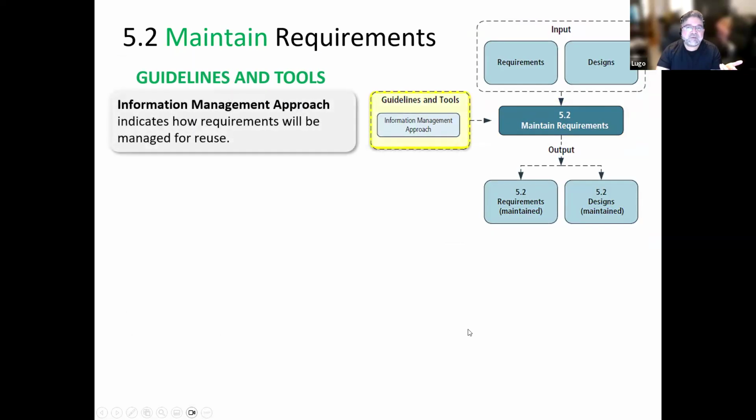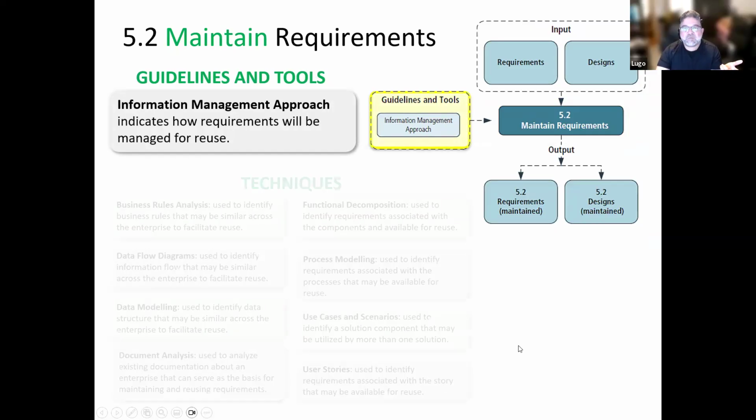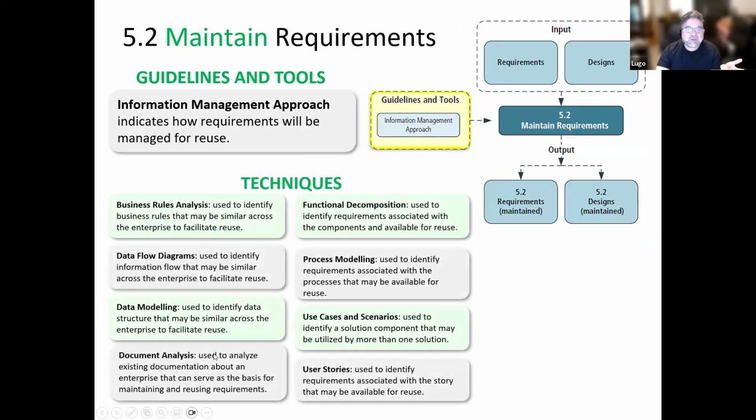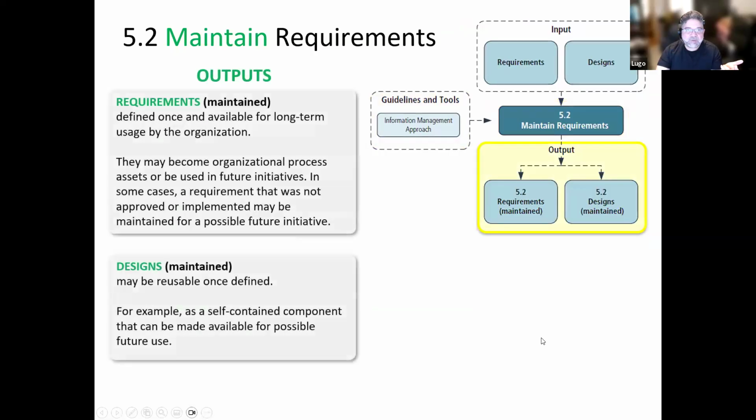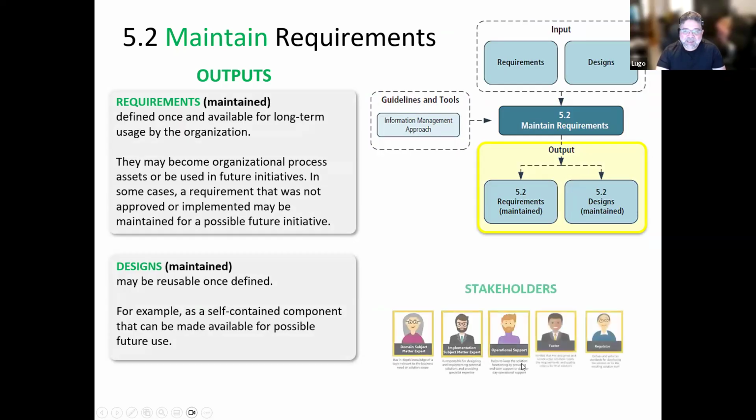Guidelines and tools are usually around the information management approach that you use. Here are some of the techniques that are used. Some additional techniques include user stories, data modeling, data flow diagrams, functional decomposition again. And then finally, you have your outputs, which are the maintained requirements and designs. You'll see that when you're talking about maintaining requirements, you're talking to your SMEs, operational support, your testers, and often regulators.